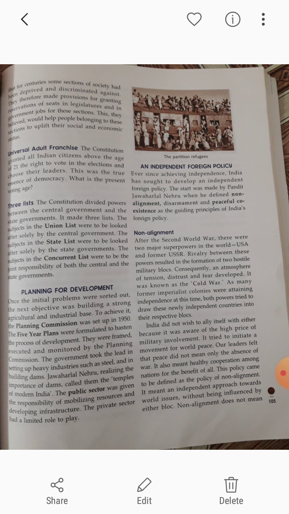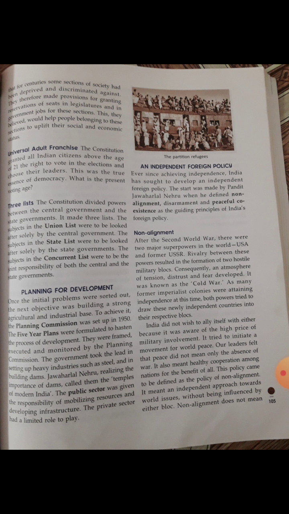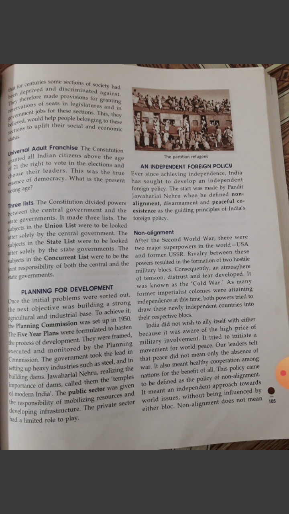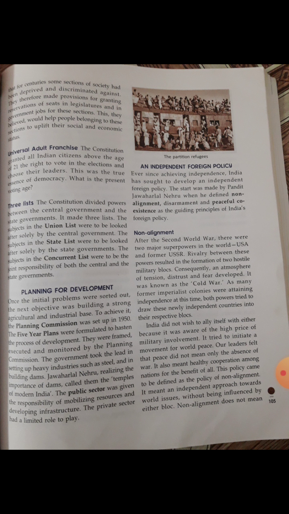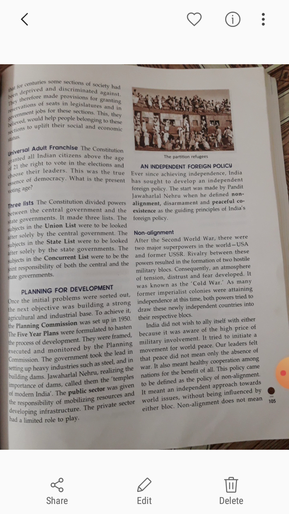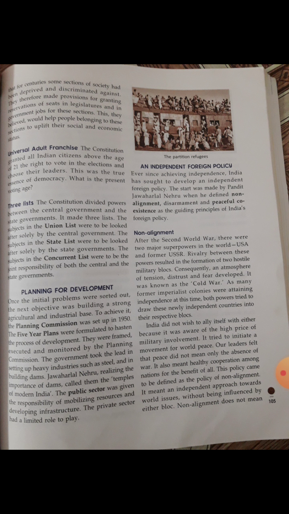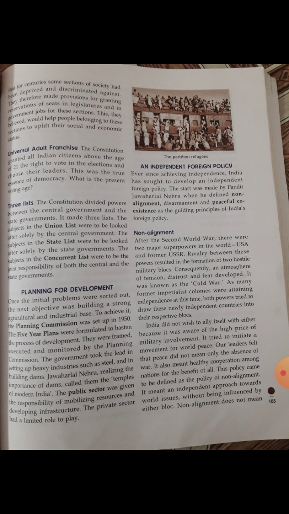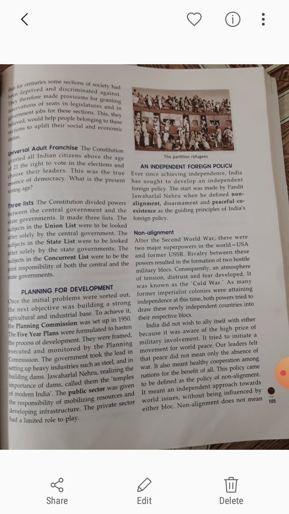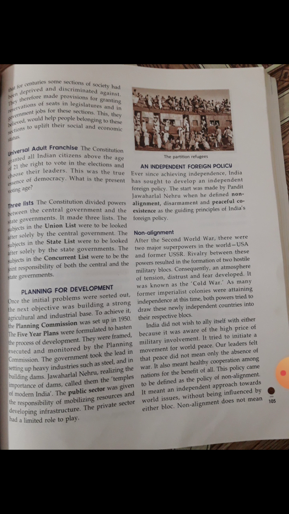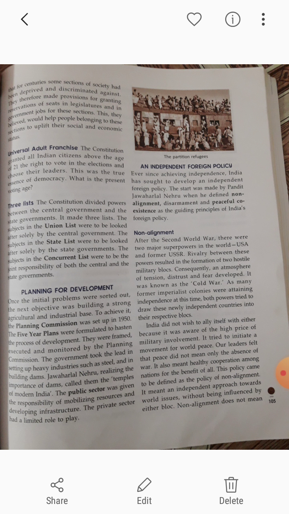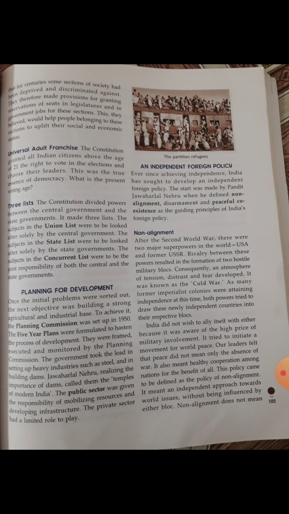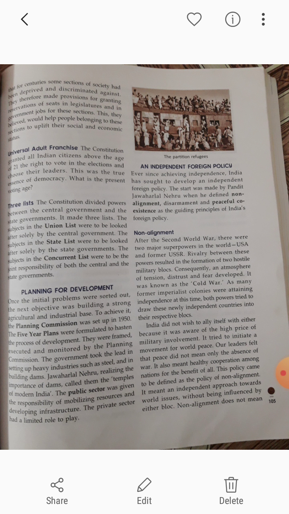Clear? Many former imperialist colonies were attaining independence at that time, but both powers tried to draw the attention of the newly independent countries into their respective blocks. So India did not wish to join any of the superpowers. They tried to initiate a movement for world peace. Our leaders at that time felt that peace did not mean only the absence of war. It means healthy cooperation among the nations for the benefit of all. This policy came to be known as the non-aligned movement.